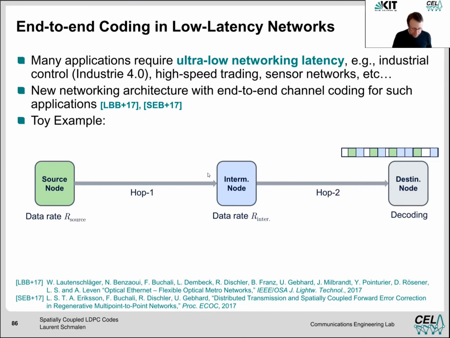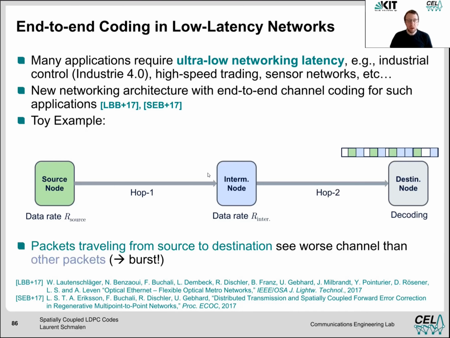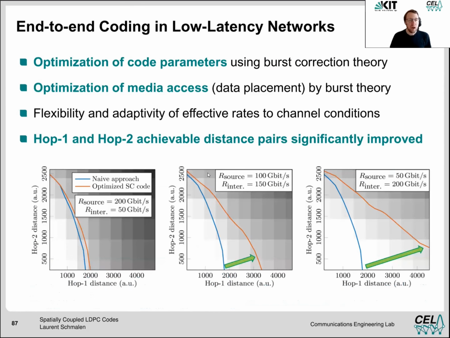So now the data that has traveled from the source to the destination, the green data, is much more erroneous than the blue data, because the blue data only needed to be transmitted over the second hop. So the blue data is much better than the green data. So what we do is we model the green data, because it traveled a big distance, as burst errors. And we can use our theory to design codes for this.